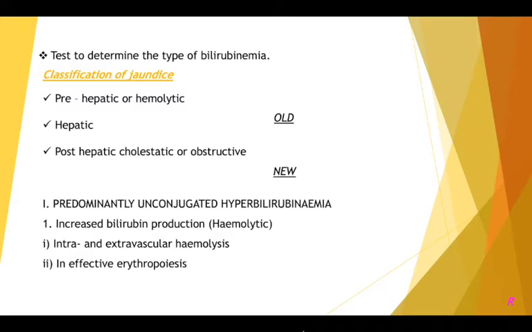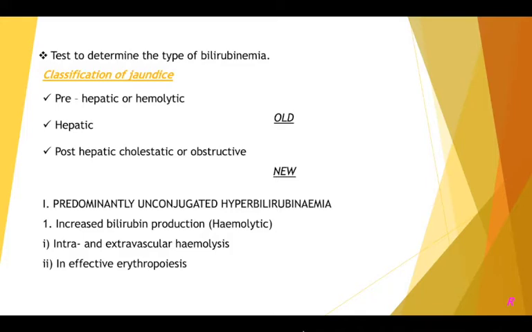Okay, so that was the old classification. The old classification was based on location, where the cause is happening, so they divided them into pre-hepatic, hepatic and post-hepatic. Now the new classification is based on the type of hyperbilirubinemia. Based on the type, it can be only two: either unconjugated or conjugated.